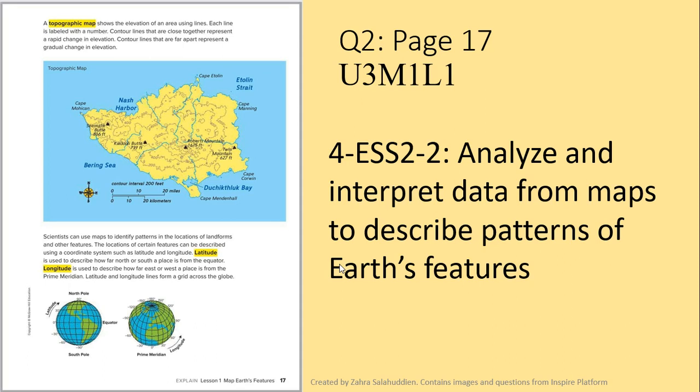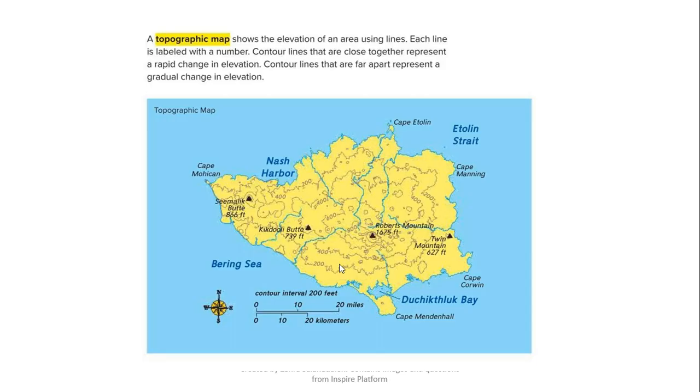Now let's look at the second question. The second question and the third question come from page 17. Okay, so let's look at page 17. This picture is showing us a topographical map. A topographic map is a map that uses these lines, and these lines are called contour lines, and they show us elevation. Elevation is how high something is above the sea.